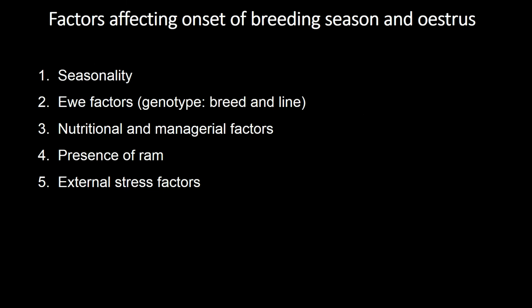The following slides will focus on factors that have an effect on the onset of the breeding season and on the expression of estrus in ewes and does. We will break down these factors into seasonal effects, ewe effects, nutritional and managerial factors, the ram effect, as well as the effect of external stresses.